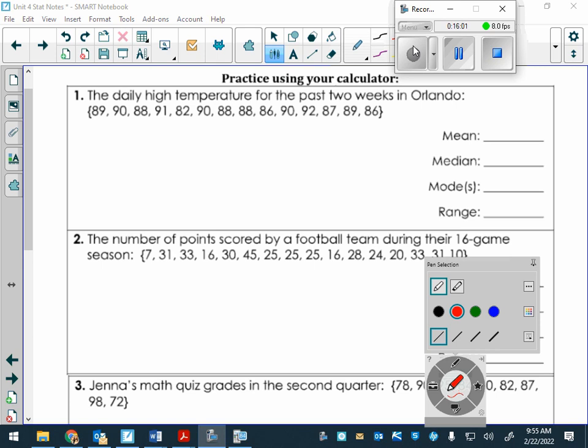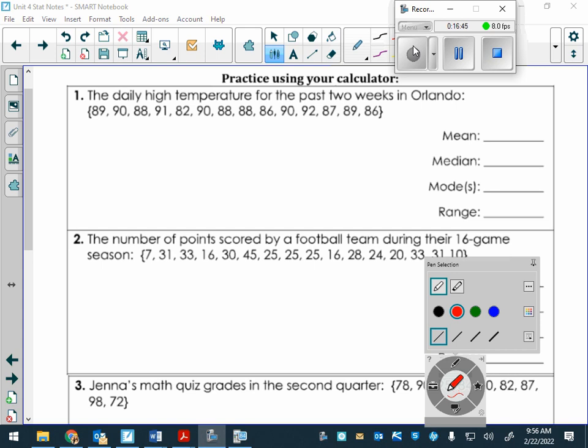All right. Looking at the high temperatures for the past 2 weeks in Orlando, the average is 88.5. The mode, 90 and 88. Why? They're both appearing 3 times. Okay, and the range was 10. So number 1, just remember the mode can appear more than once. Just be careful. 88 and 90. Good. You could have more than one mode.